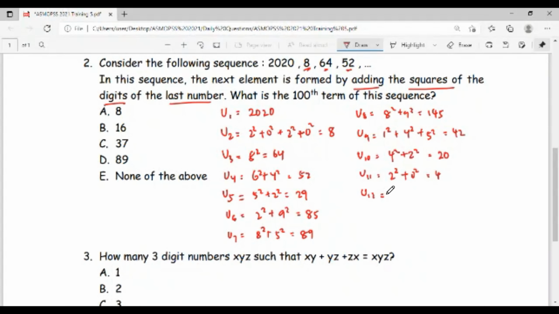While the 12th term is 4 squared, which is equal to 16. The 13th term is 1 squared plus 6 squared, which is equal to 37. The 14th term is equal to 3 squared plus 7 squared, so that is 9 plus 49, which is 58. And the 15th term is 5 squared plus 8 squared.